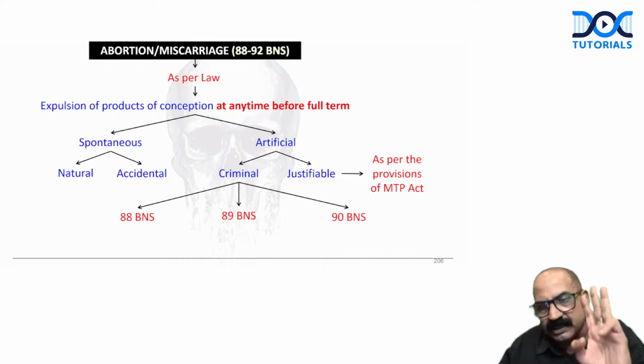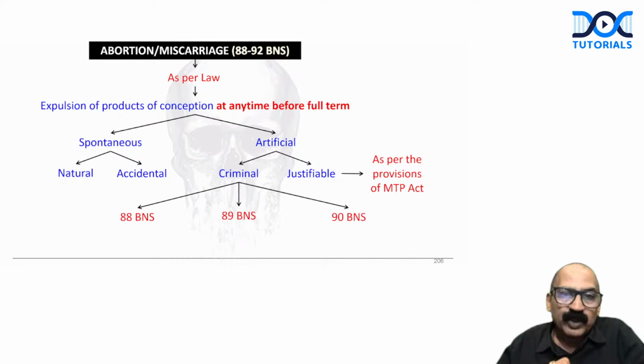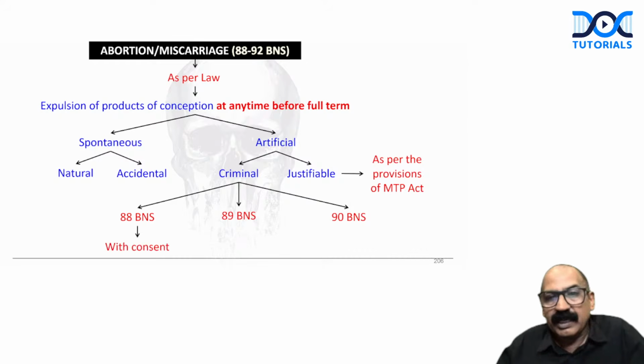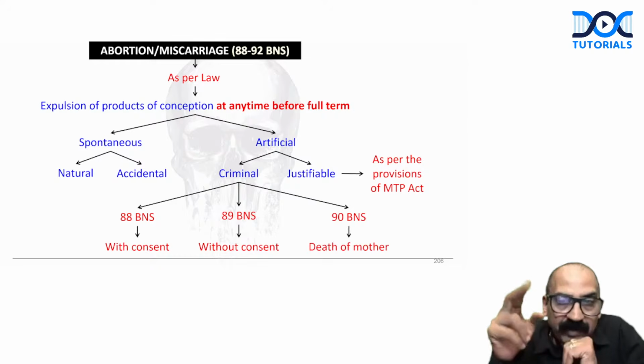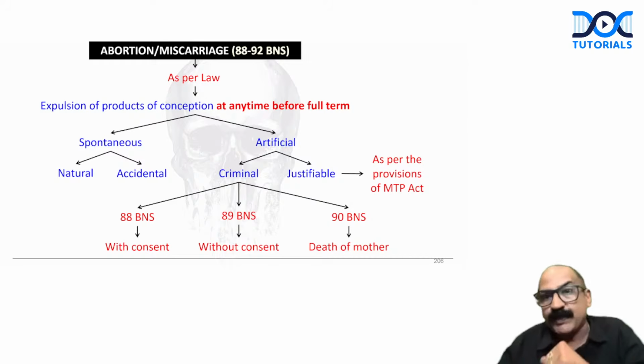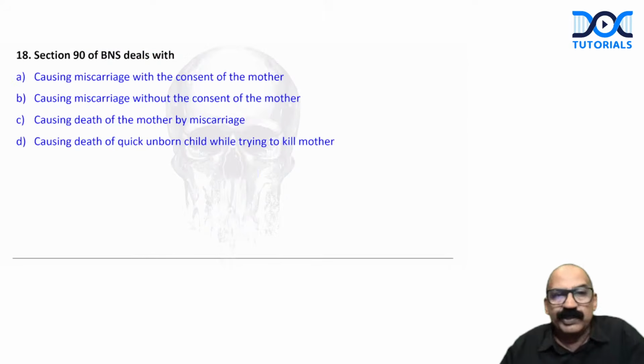Section 88, criminal abortion with the consent of the mother. 89, criminal abortion without the consent of the mother. 90 BNS, death of the mother. Death of the mother, as I said, means mother of the fetus, not mother of the pregnant woman. That is very important. Okay. So section 90, causing death of the mother by miscarriage.